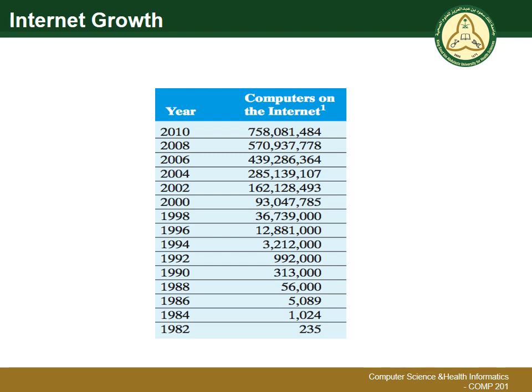The internet has been one of our most transformative and fast growing technologies. As we can see here in this table, in 1982, there were only 235 computers on the internet. In 2010, 758 million and 81,484 computers had internet. So a big difference. Currently, in 2020, the computers connected to the internet can reach up to 50 billion.